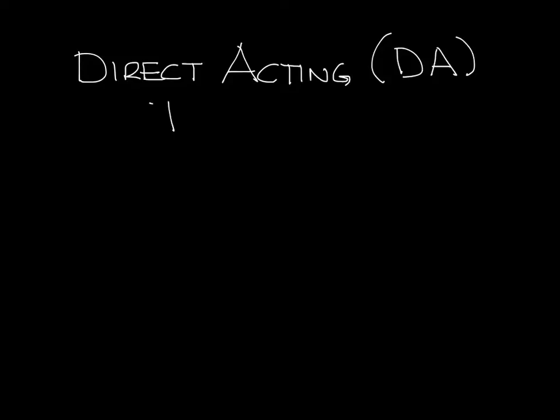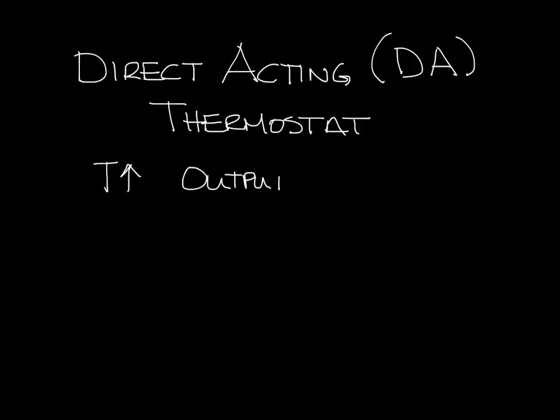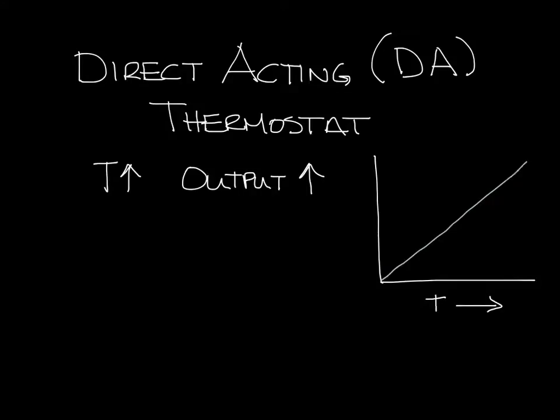In a direct acting thermostat, when the room temperature increases, the thermostat output increases. So as a reminder, in pneumatic controls, the thermostat output is a pressure signal sent to the controller. So it looks something like this. We'll put temperature across the bottom, so as the temperature increases, the output from the thermostat also increases.